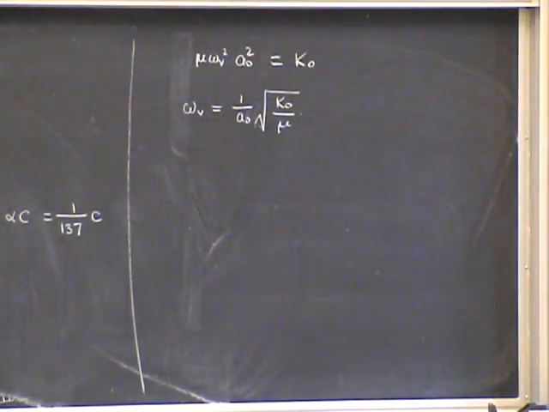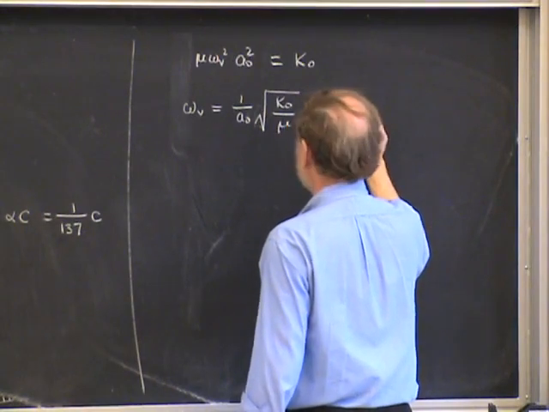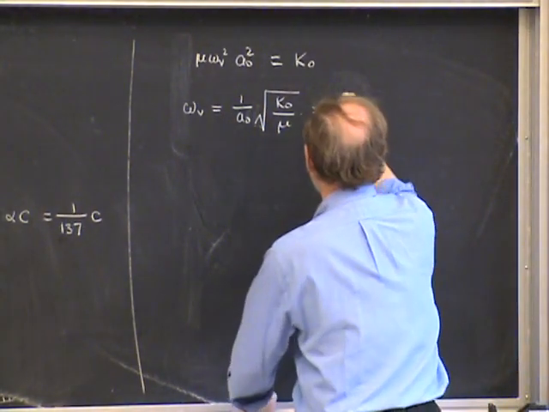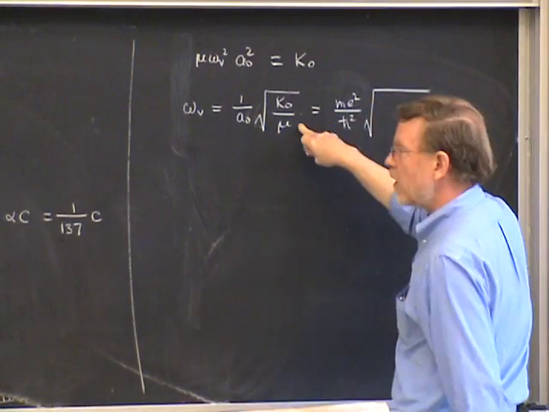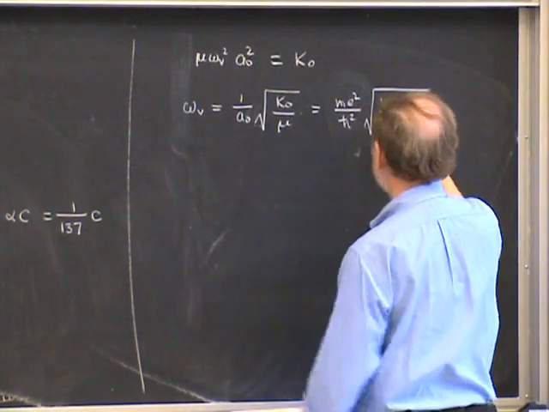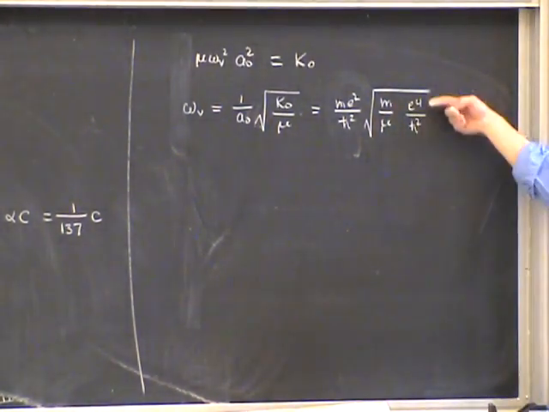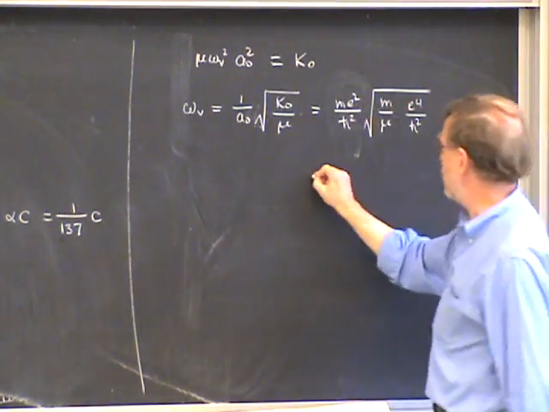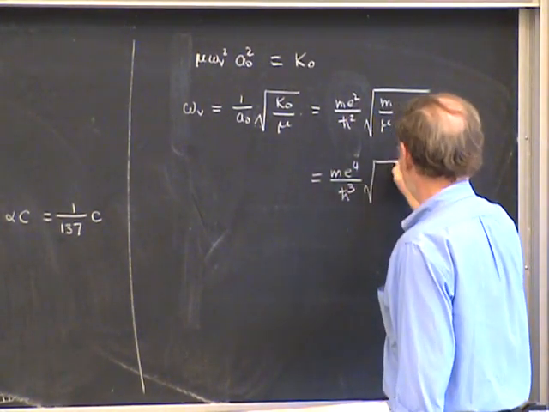Now let's plug these things in. This becomes equal to h bar squared over m e squared, it's 1 over a naught, it's m e squared over h bar squared. And then we get the square root of V naught over mu, so this becomes m over mu times e to the 4th over h bar squared. And so you can take the square root of e to the 4th over h bar squared, you get e squared over h bar, multiplied here, so you get m e to the 4th over h bar cubed times the square root of m over mu.